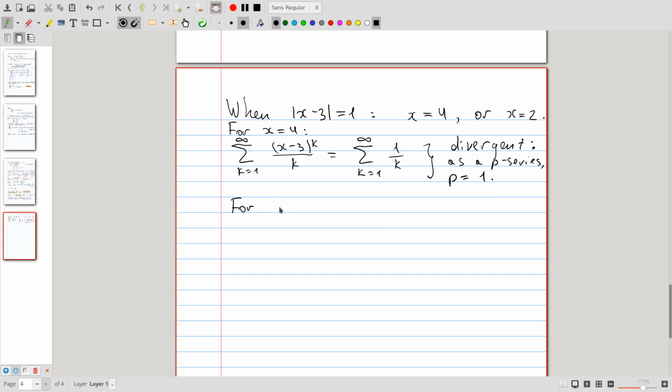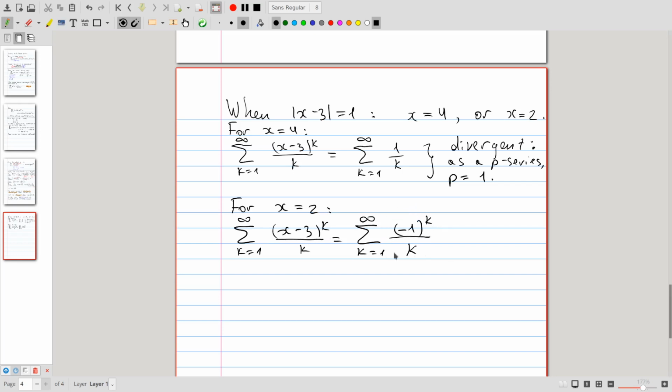Likewise, for x equals 2, here's what we have. Our original power series, which was this, becomes the sum of, okay, so here we have to replace x with 2. We have 2 minus 3, so that's minus 1 to the k divided by k.